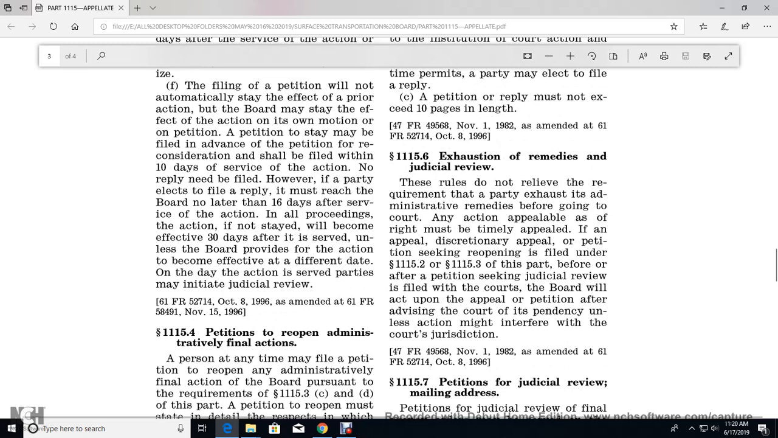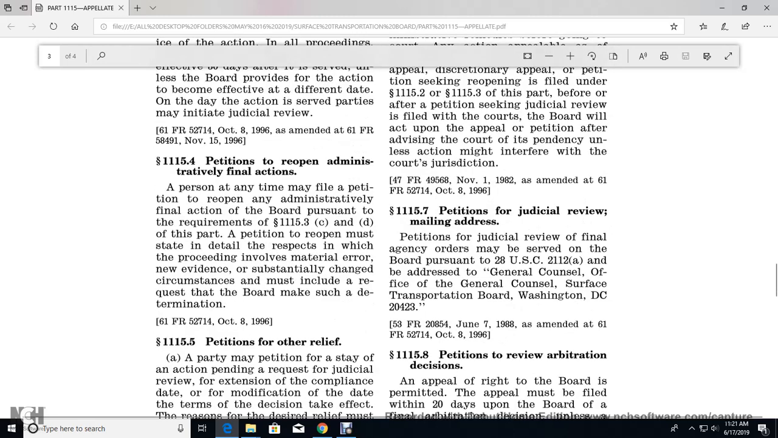11.15.6, Exhaustion of remedy for judicial review. These rules do not relieve a party of the requirement to exhaust administrative remedies before going to court. Any action appealable as of right must be timely appealed. If the action is appealable or discretionary, a petition seeking reopening under 11.15.2 and 11.15.3 must be filed before a petition seeking judicial review is filed with the courts. The board will act upon the petition after advising the court of its pendency, unless the action might interfere with the court's jurisdiction.